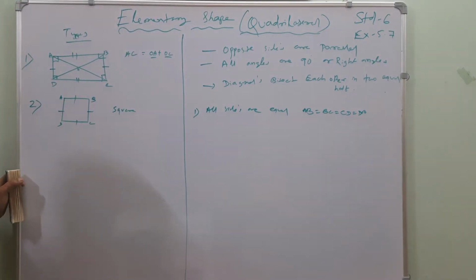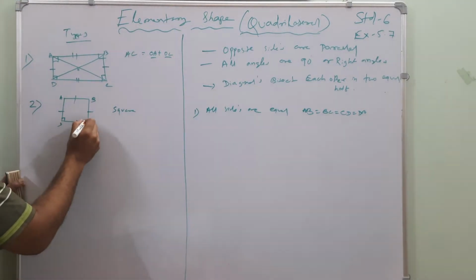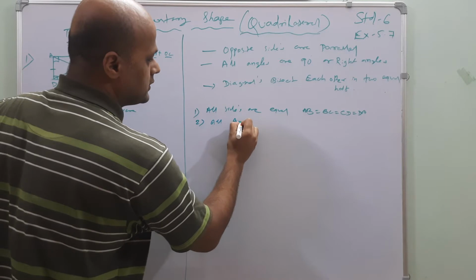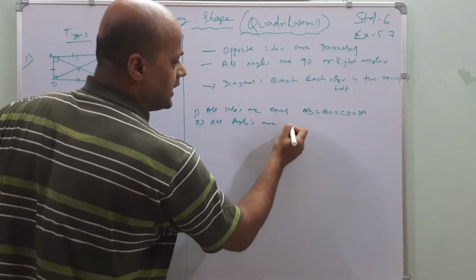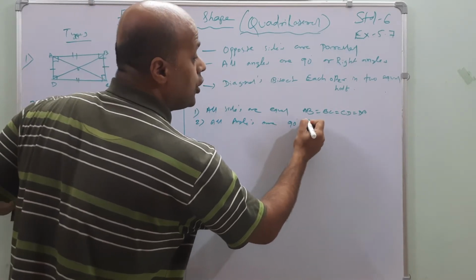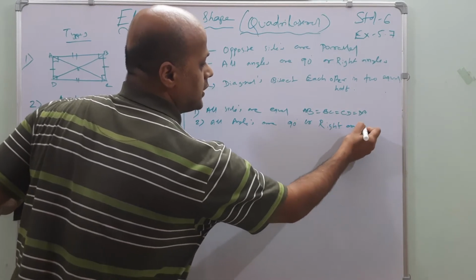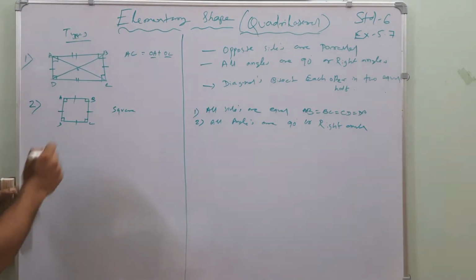Now come to the angles. Angle means what? The corners. All angles are what? All angles are 90 degrees, or right angles, you can say. Okay? Understood, my dear friends? What about the third one?